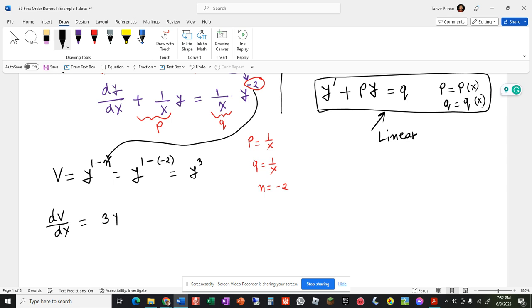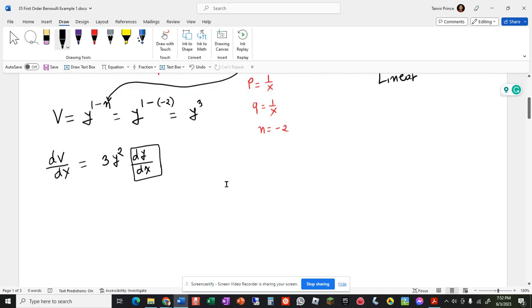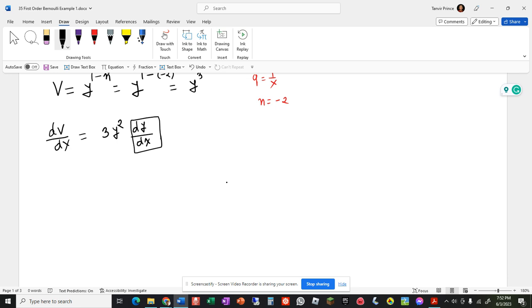So you get 3y squared times dy dx. You have to take the derivative of y with respect to x. So we're using chain rule here. So let's solve for dy dx, because you want to solve in place of dy dx, right? So you need to know what is dy dx. So let's solve for dy dx. So I'm going to divide both sides by 3y squared. So dy dx, let me write that in the beginning, equal to, I'm dividing both sides by 3y squared.